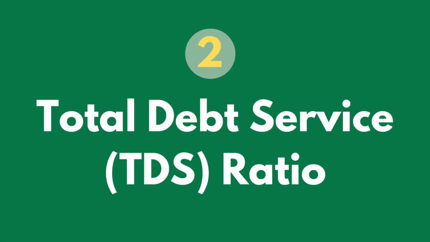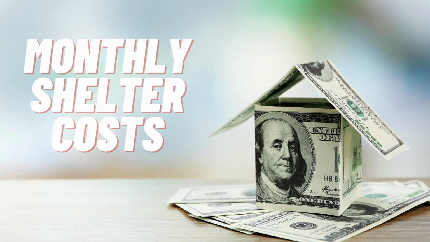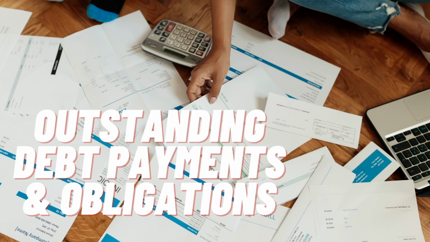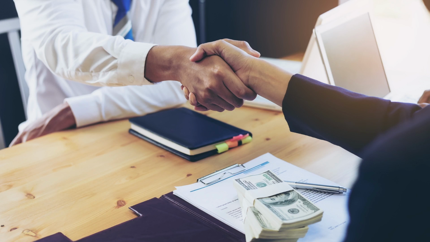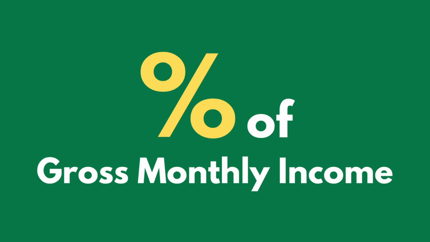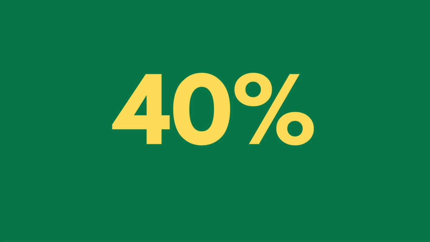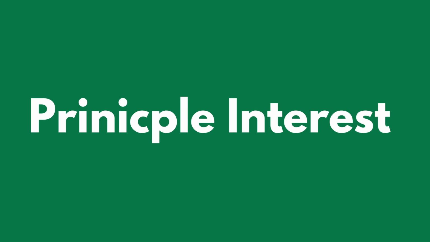Your total debt service, or TDS ratio, is your monthly shelter costs plus any outstanding debt payments and obligations, such as your credit card payments, personal loans, and alimony, as a percentage of your gross monthly income. Most lenders recommend you spend no more than 40% of your gross income on shelter and non-shelter financial obligations. Your TDS ratio is computed like this. You have your principal and interest plus your taxes plus your heating plus your debt. And that's then divided by your gross income.